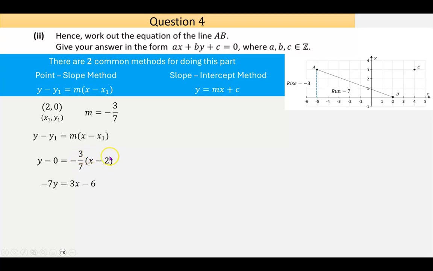Now, if I multiply the 3 this way, 3 by x is 3x. 3 times -2 is -6. Now, that's the answer, but they want everything on one side, x being positive.